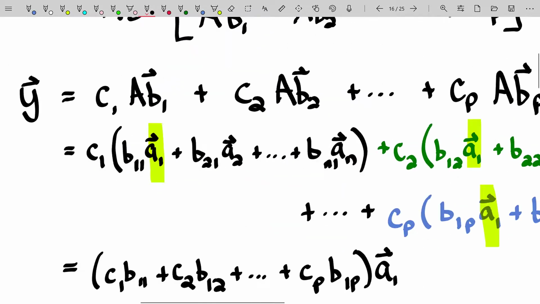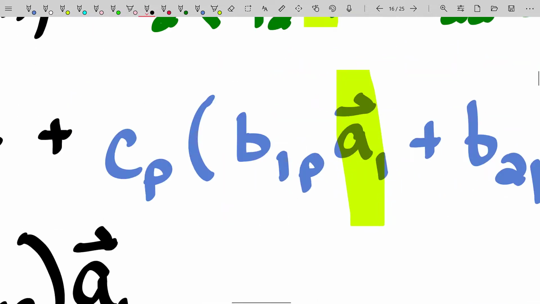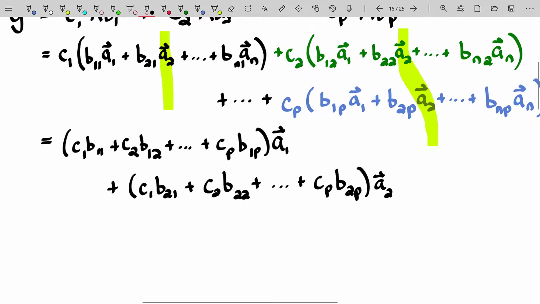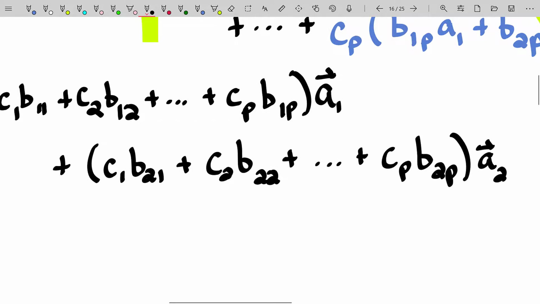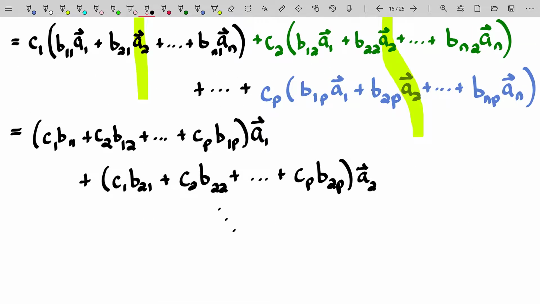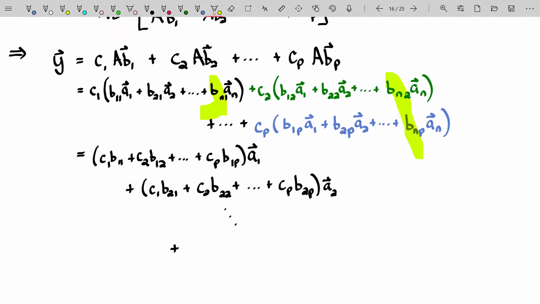C1 B11, C2 B12, there'll be a C3 B13, and so on and so forth, all the way to Cp B1p. Plus, now I'll go to the second vector, A sub 2. So those vectors right there. We'll collect up all their coefficients, we'll factor out A sub 2, and you get the following. There we have that. Notice, by the way, these are all from the second row of B: second row column 1, second row column 2, second row column p. And we continue that forward until we get down to the vector A sub n, collecting up all the coefficients of that.